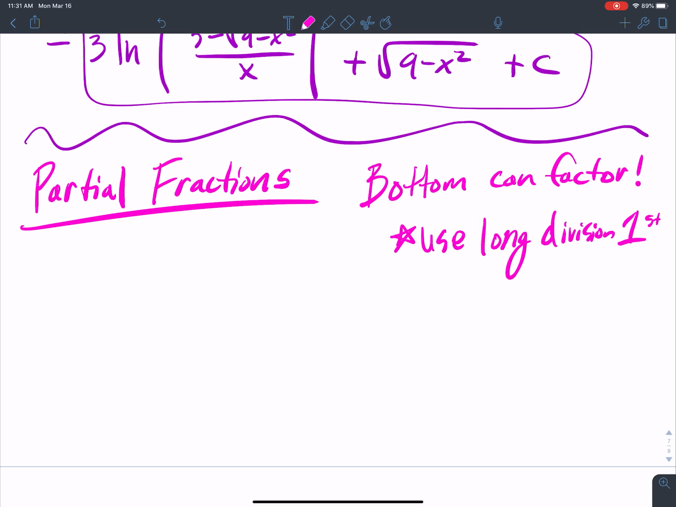First, if the numerator degree is greater than the denominator degree, the bottom.